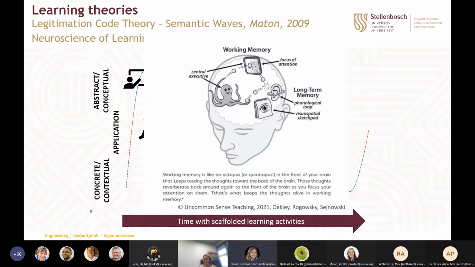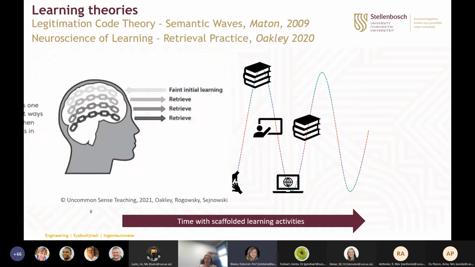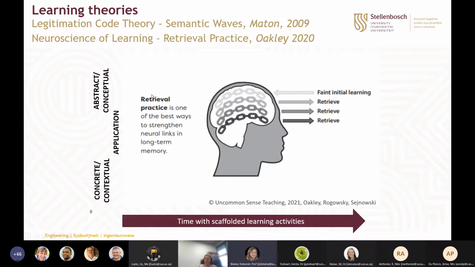But the problem here is that unless we are repeating those patterns again and again, we stay here with the faint initial learning, and we don't embed those links in our brain. And this is not a metaphor. This is a physical synaptic process. You can see the synapses getting thicker and the nerves getting thicker in the brain as those connections are embedded or strengthened in the brain.